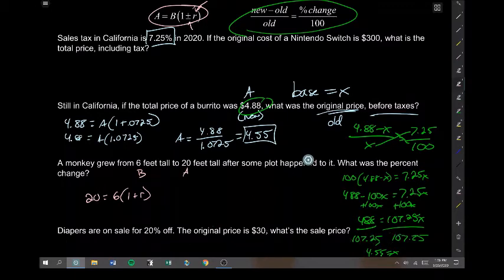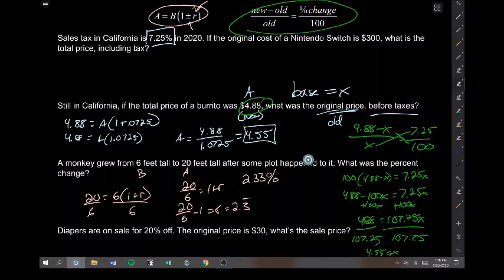Solve this. So first, I could distribute the 6 first if I wanted to, but I'll just divide both sides by 6. I'm just going to write 20 divided by 6 equals 1 plus R. Then subtract the 1 from both sides. And I'm going to calculate. 20 divided by 6 is 3.6. Subtract 1 from that. 2.6, I think. 2.3. I was wrong. The growth rate was 233%.